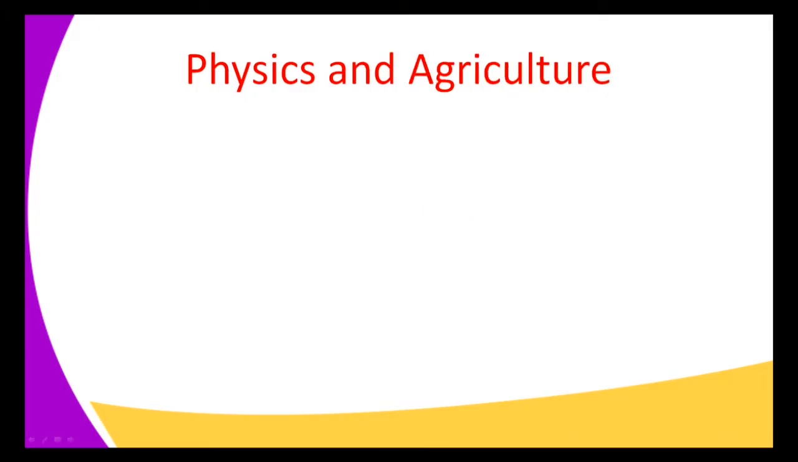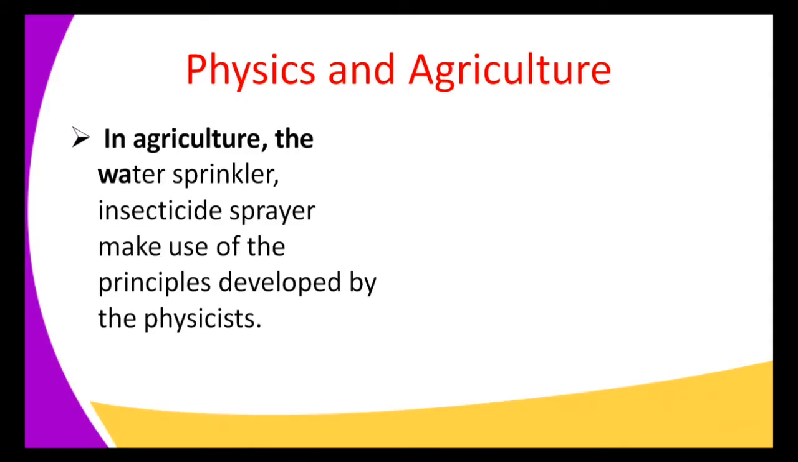The other one is physics and agriculture. Now, how is physics related to agriculture? We will base our explanation on the instruments used in agriculture as a field. And this is how these two relate. In agriculture, the water sprinkler and insecticide sprayer make use of the principles developed by physicists. If you want to use the water sprinkler or the insect sprayer, how they are able to work, you have to use the principles developed in physics.